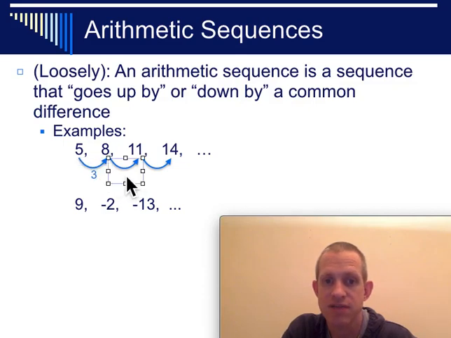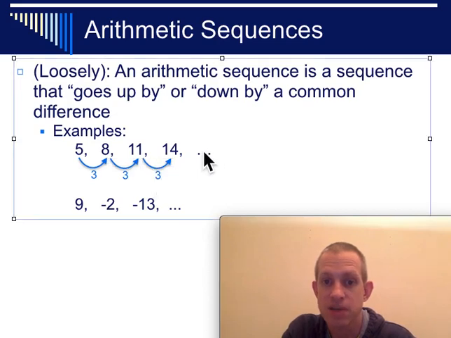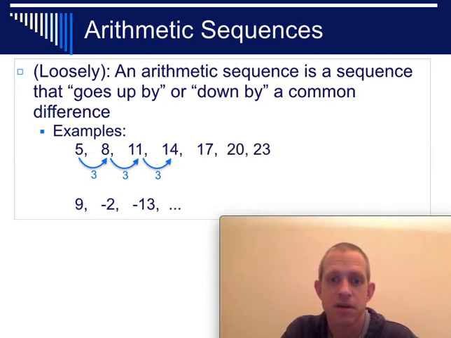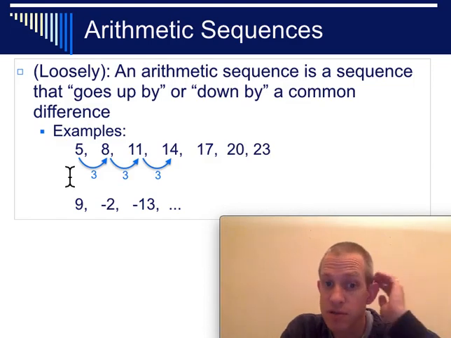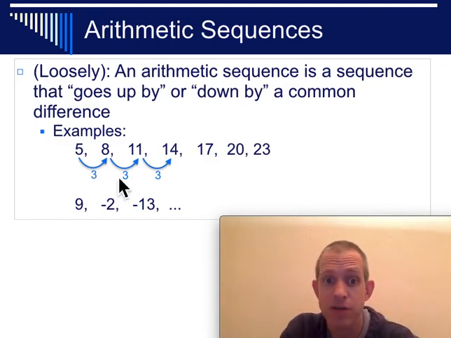8 plus 3 is 11, and 11 plus 3 is 14. And so the next numbers in the sequence would be what? 17 and 20 and 23. So that's an arithmetic sequence. We call this amount that it goes up by each time the common difference.